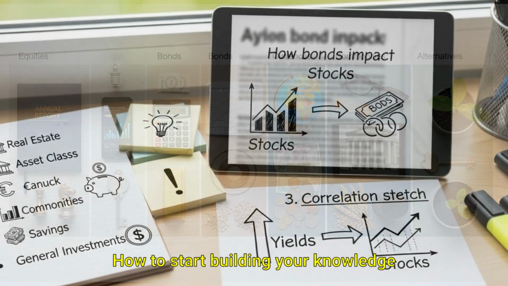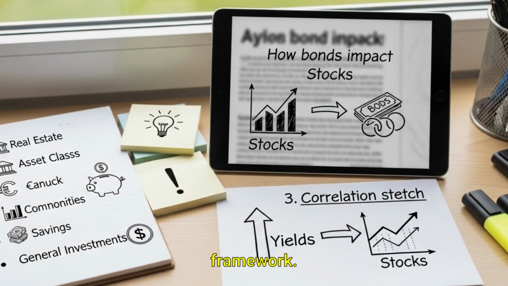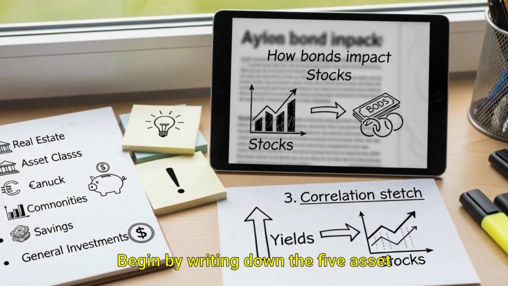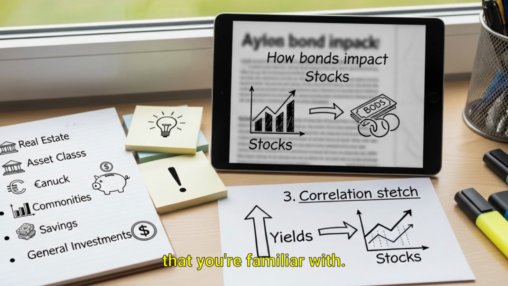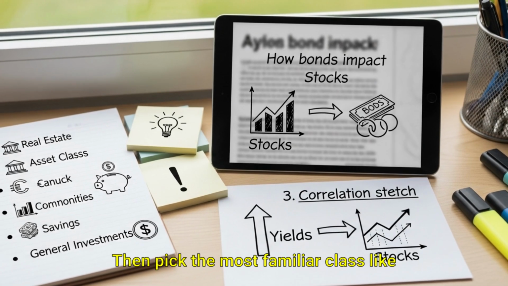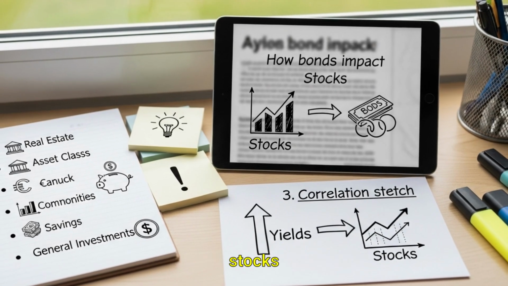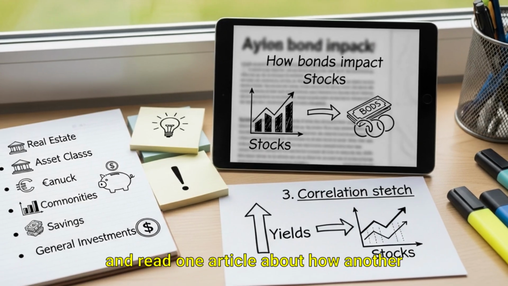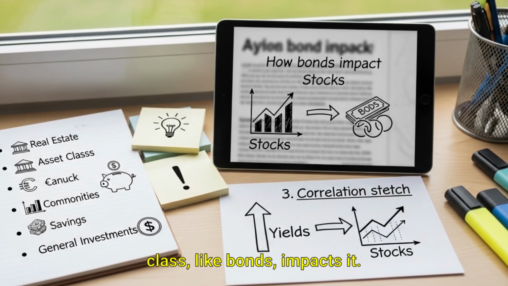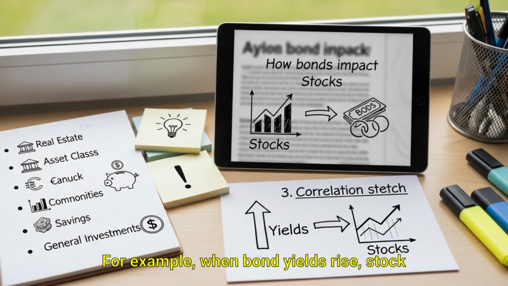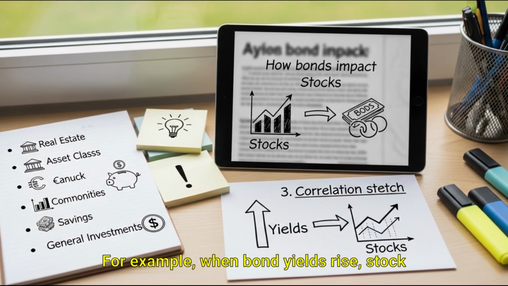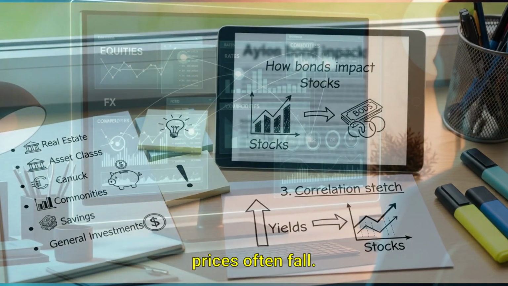How to start building your knowledge framework. Begin by writing down the 5 asset classes and listing 1 to 2 examples for each that you're familiar with. Then pick the most familiar class, like stocks, and read one article about how another class, like bonds, impacts it. Finally, start observing correlations. For example, when bond yields rise, stock prices often fall.